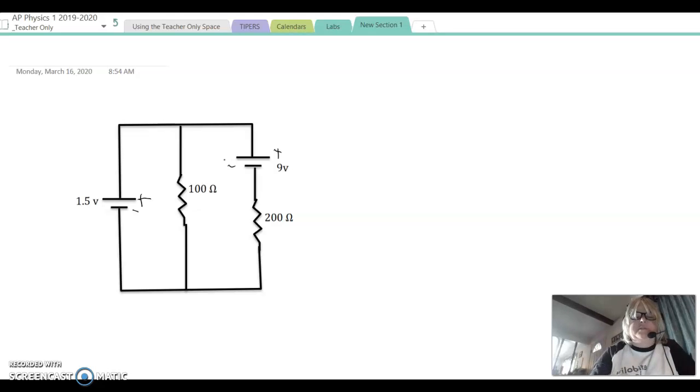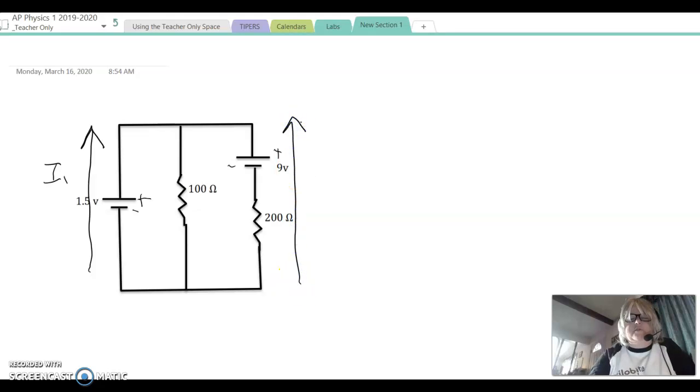Typically, current flows negative to positive. So I'm going to assume that on this first branch, my current is flowing in this direction. I'm going to call that I1. And here I'm going to assume that current is flowing in that direction. Now that's just an assumption that I make. I'm going to call this one I3 because it's on the third branch. My assumption could be entirely incorrect, and we'll figure that out at the end.